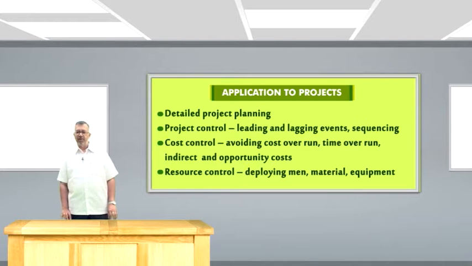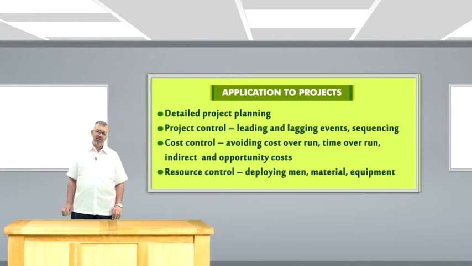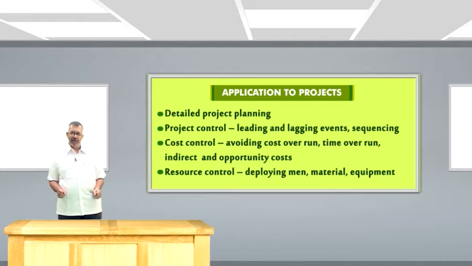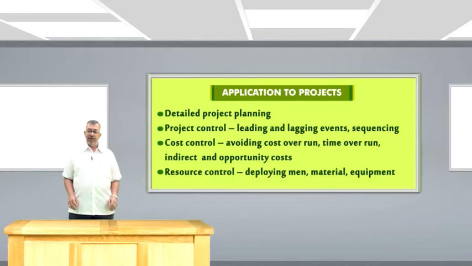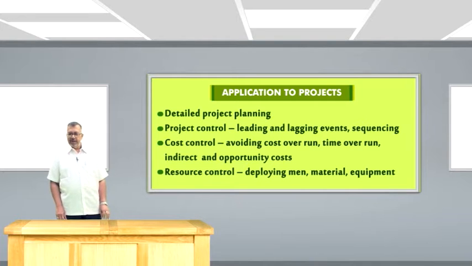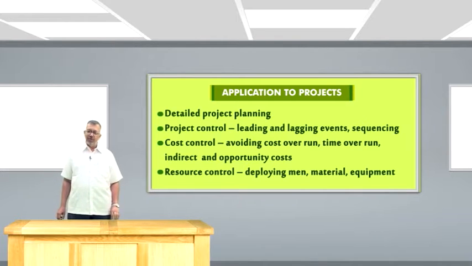And then application to the projects. What is the good use of all this learning about networks? We can put it to four good uses in the application to projects. One is that this network analysis and work-based structure will give us an understanding to go for detailed project planning. It is also helpful in project control, and how the leading and lagging events, sequencing and all that can be used for project control very well. The same things are useful for cost control also.